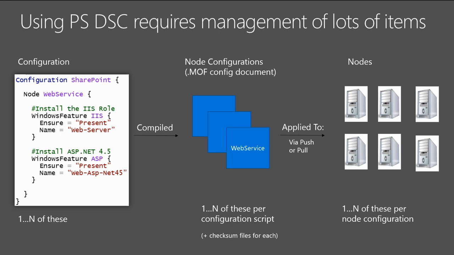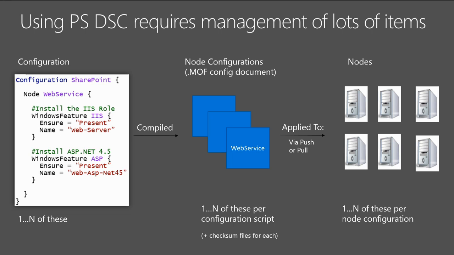When you run that to compile it, you get, in this case, one node configuration. A node configuration is the same as a config document. It's the same as a MOF. It's just a new term we're using for it. And you'll have one or more of those node configurations spit out depending on how many node statements you have in your configuration script, the thing on the far left. Not to mention, if you want to put these on a pull server, in addition to generating that configuration document MOF, that node configuration, you also need to create checksums of it and put those on your pull server, which you have to do manually right now.